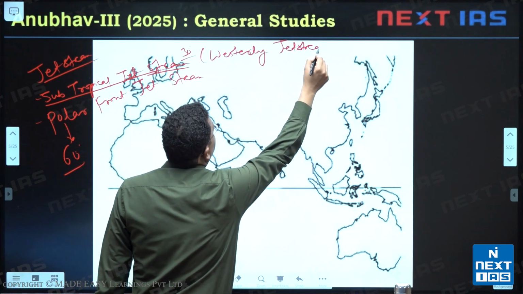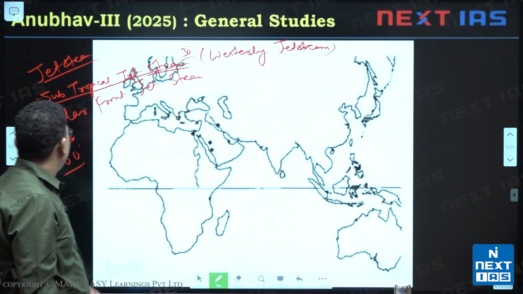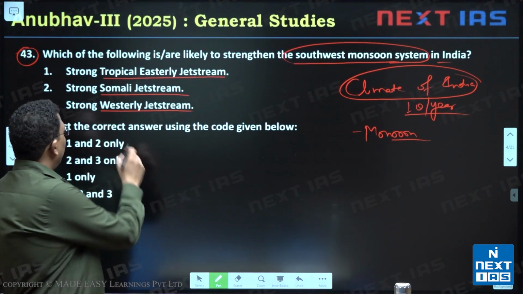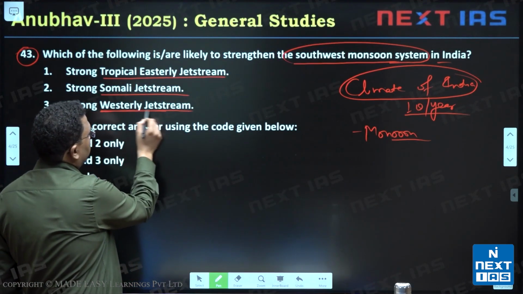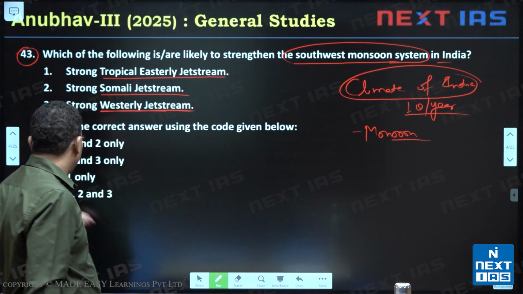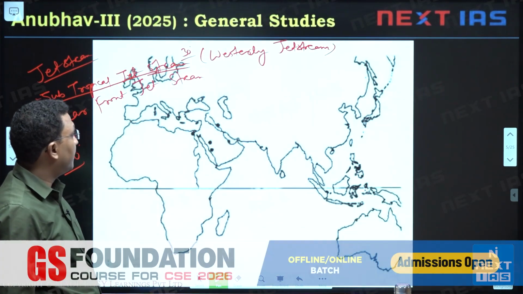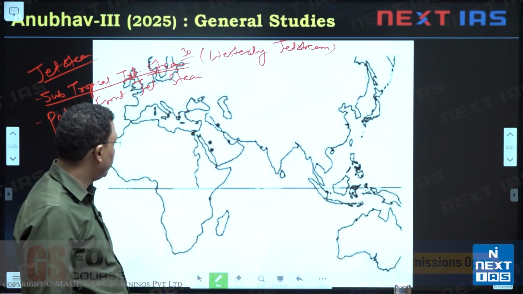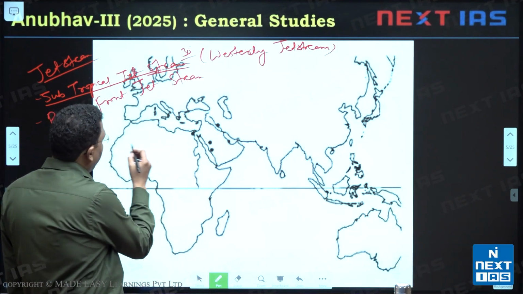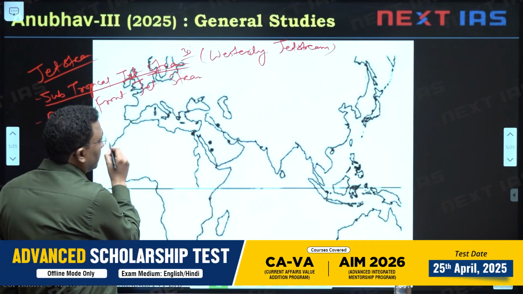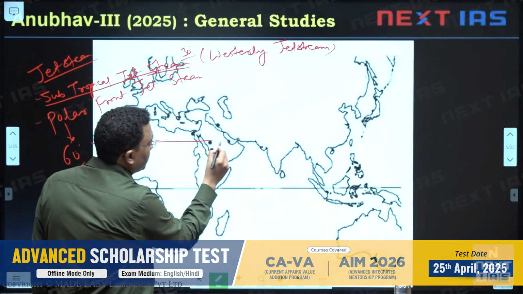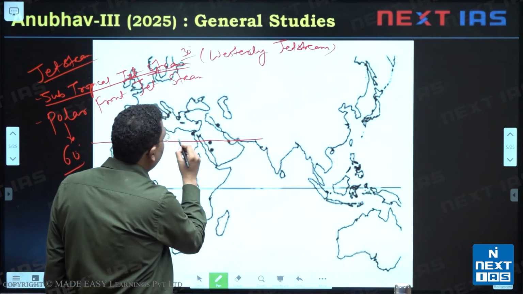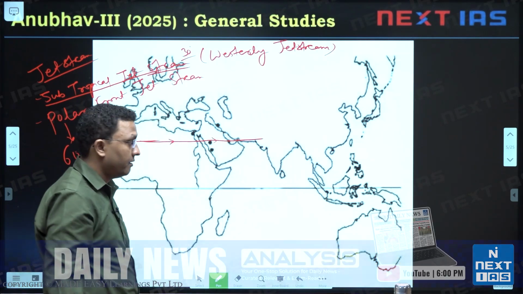And in our question, one jet stream given is the westerly jet stream only. So let's see how the westerly jet stream flows and what its impact is on the Indian monsoon system. It flows at around a latitude of 30 degrees, something like this. This is how it flows in the upper atmosphere.